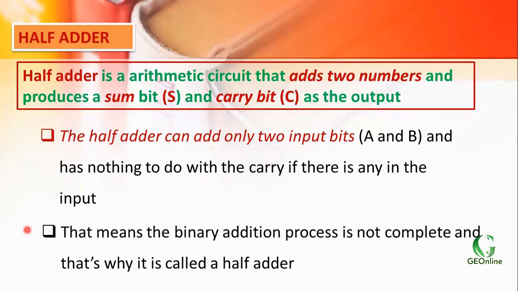So that means the binary addition process is not complete, and that is why it is called a half adder.